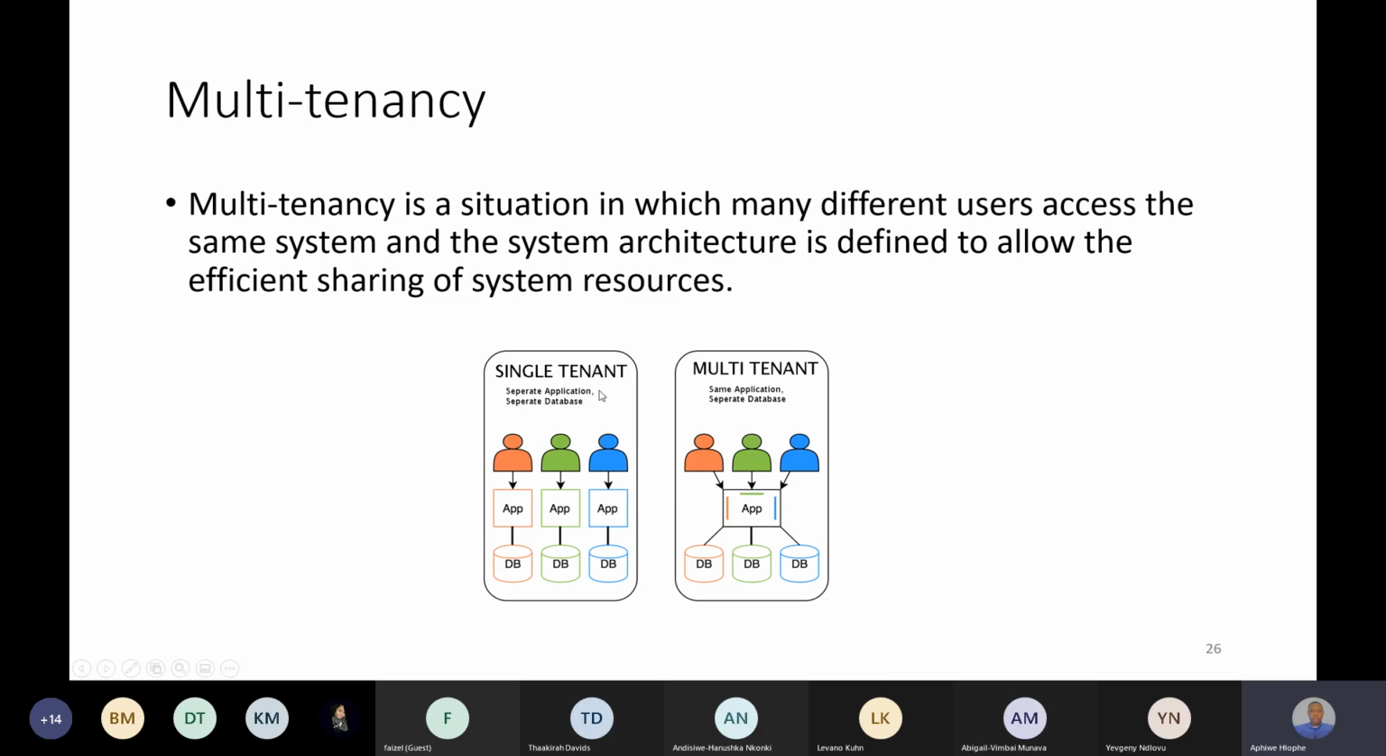Obviously, the single tenant one is the most efficient and the most reliable, but it's also the most expensive one. And the multi-tenant one is less reliable, but it's cheaper. Okay, so that's what we mean by multi-tenancy systems.